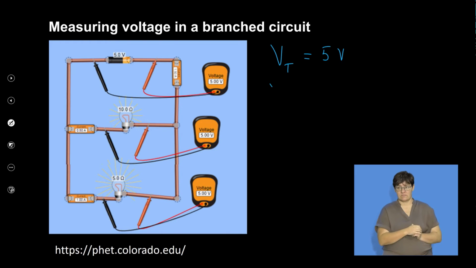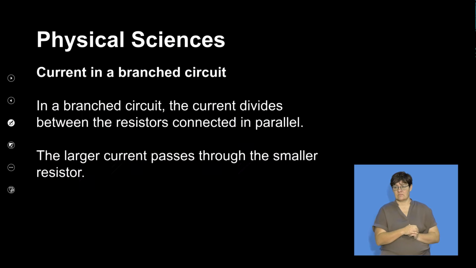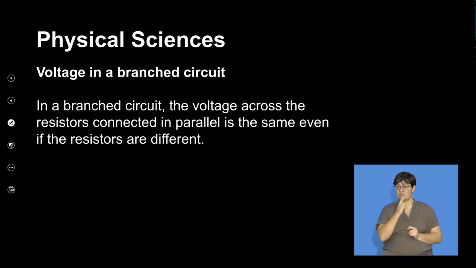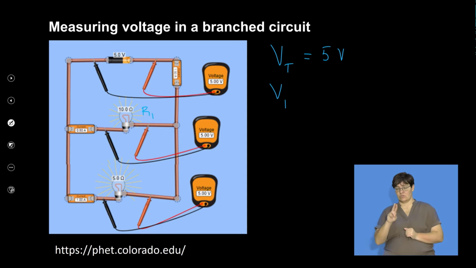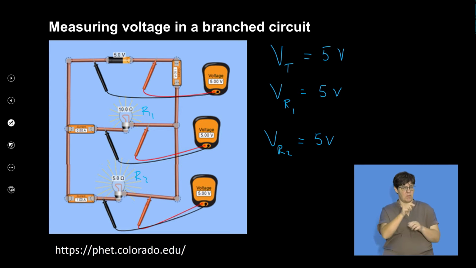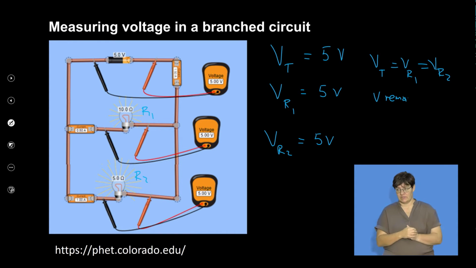And then again, the voltage across, just to be consistent, the top one, let's call it R1. So this is R1, and that's R2. So the voltage across R1 is equal to 5 volts, and then the voltage across R2, again, is equal to 5 volts. So what we can conclude from this branch circuit is that voltage remains constant. So the total voltage is equal to the voltage across R1, which is also equal to the voltage across R2. So voltage remains constant.